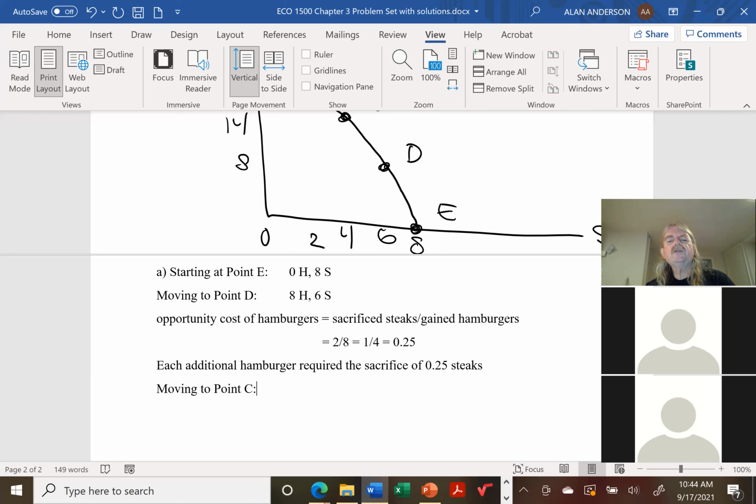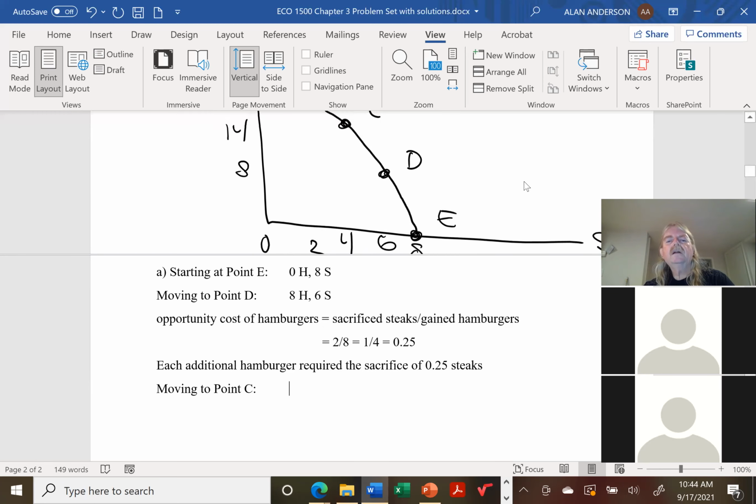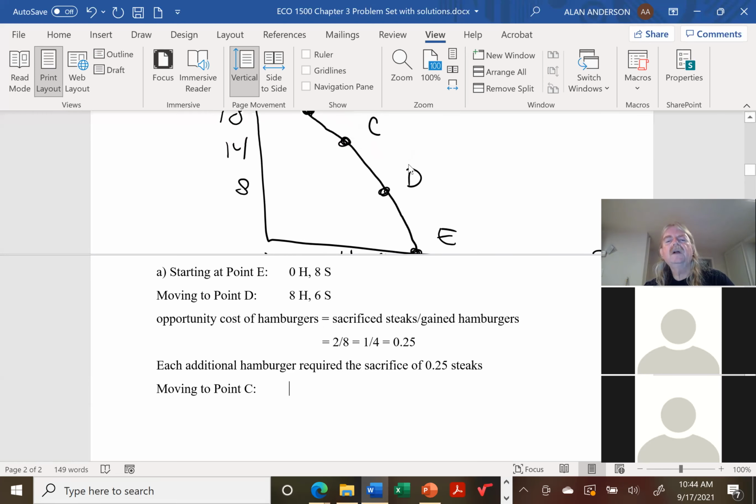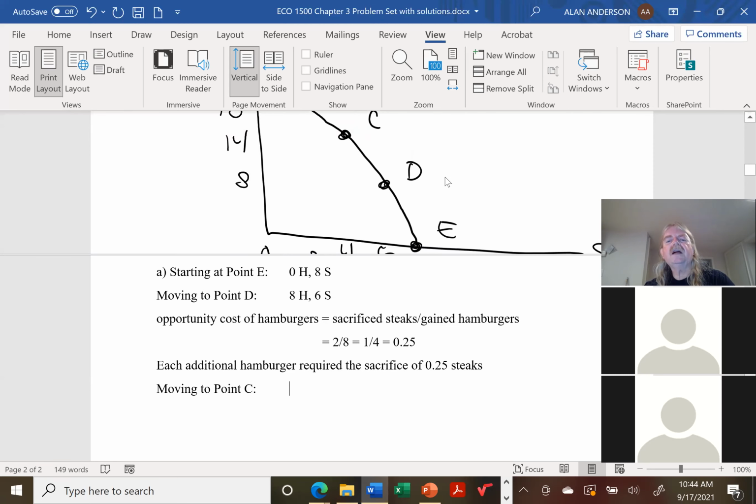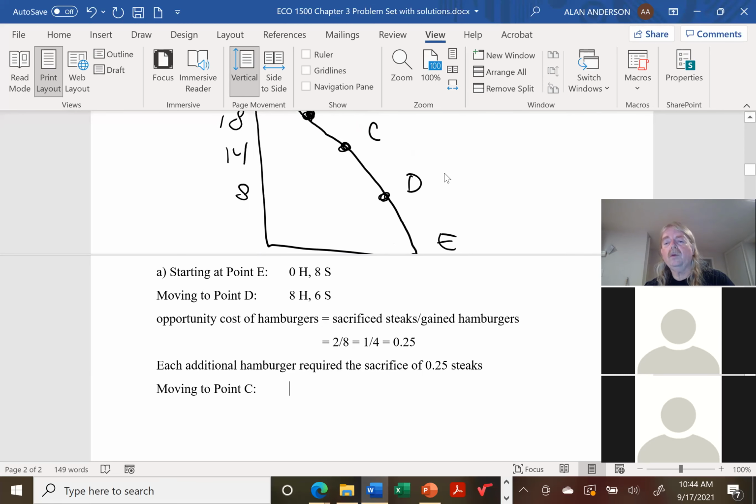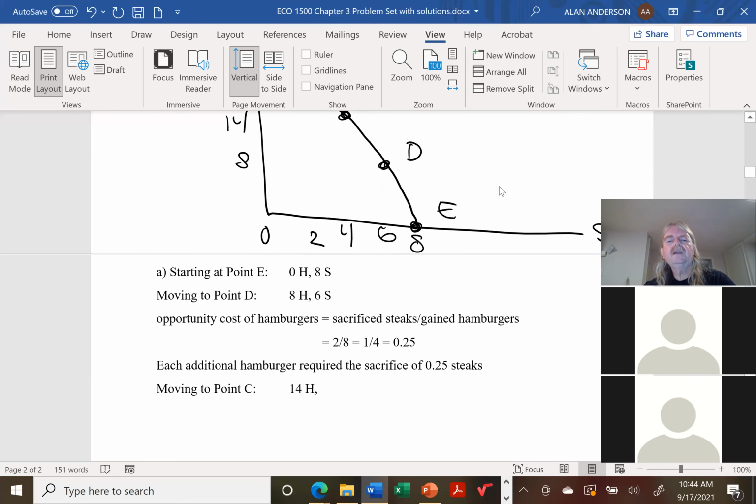So again, you have to visualize that you're going from one point to the next. In other words, we're making 8 hamburgers now and 6 steaks, but for whatever reason, the customers are not asking for steaks. They're asking for hamburgers. So we have to stop making so many steaks and make more hamburgers to satisfy the customers. So at point C, we have 14 hamburgers and 4 steaks.